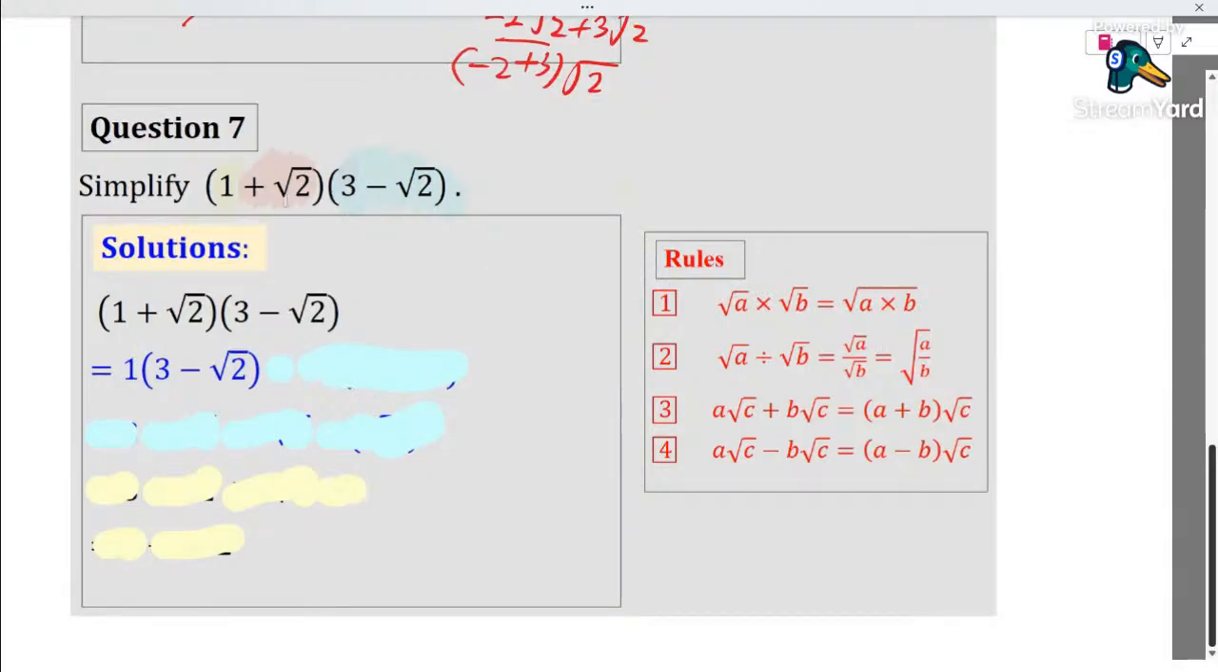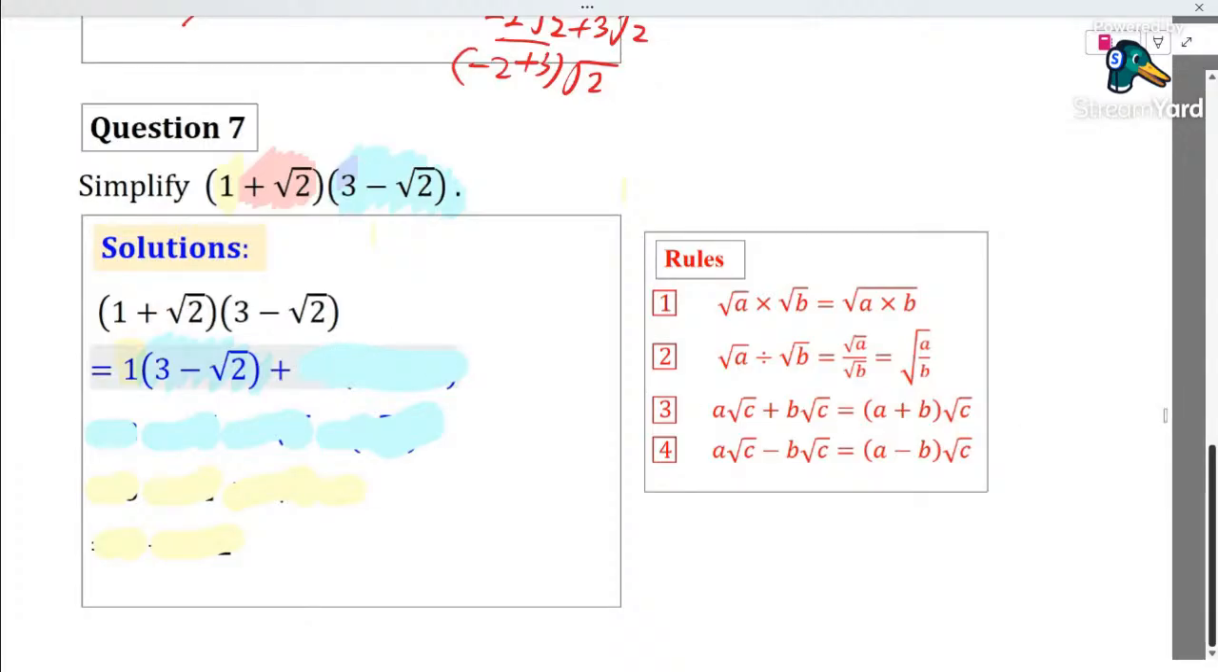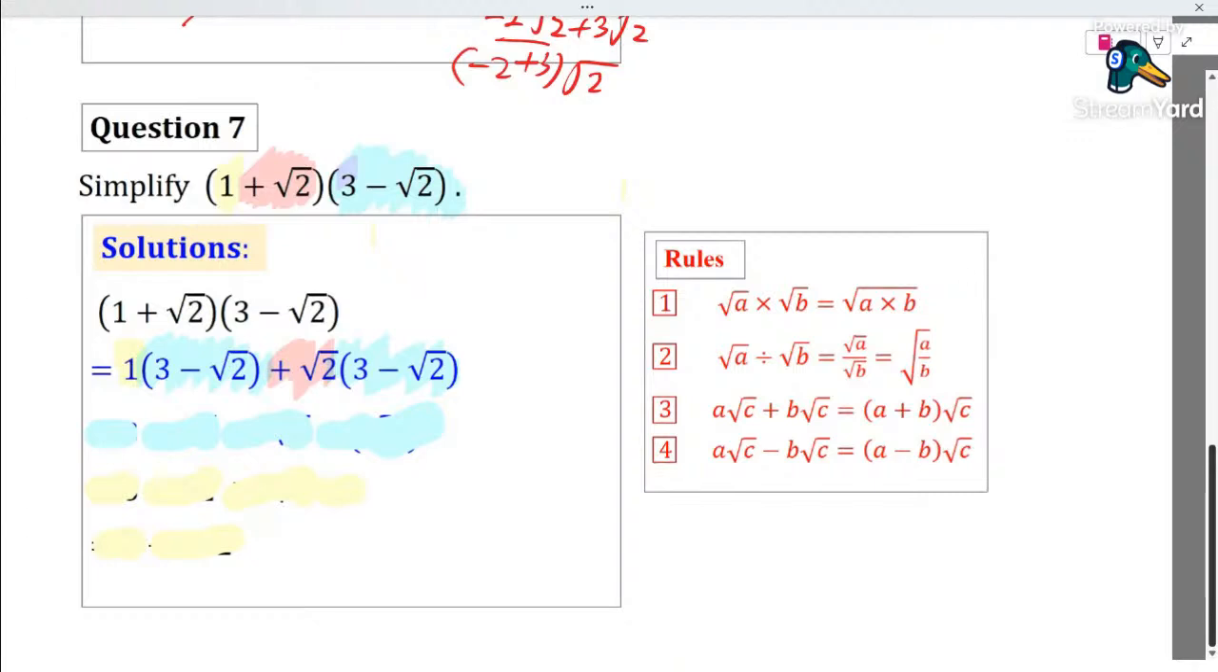I will have the 1 multiplied with the second bracket. Then I have it plus the second part, square root of 2, multiplied with the second bracket. And then we expand slowly.